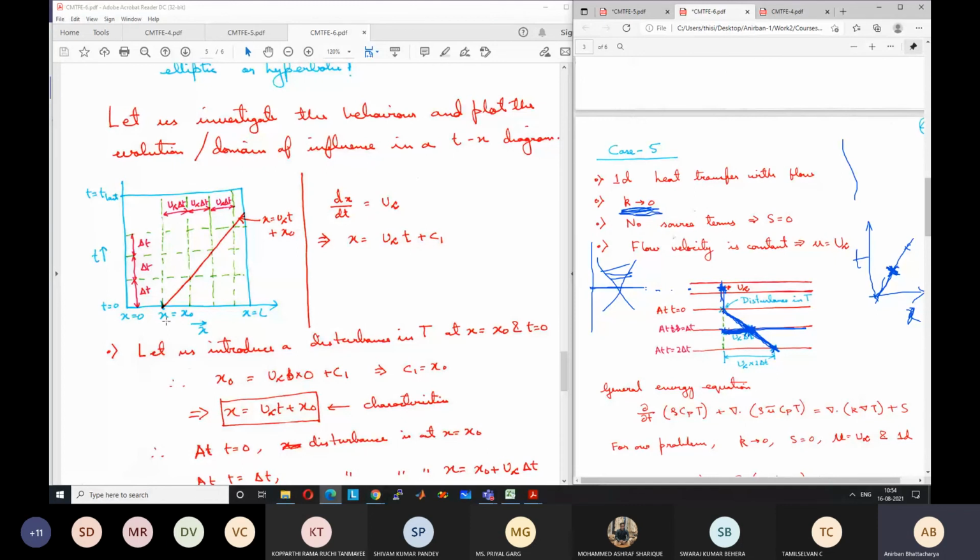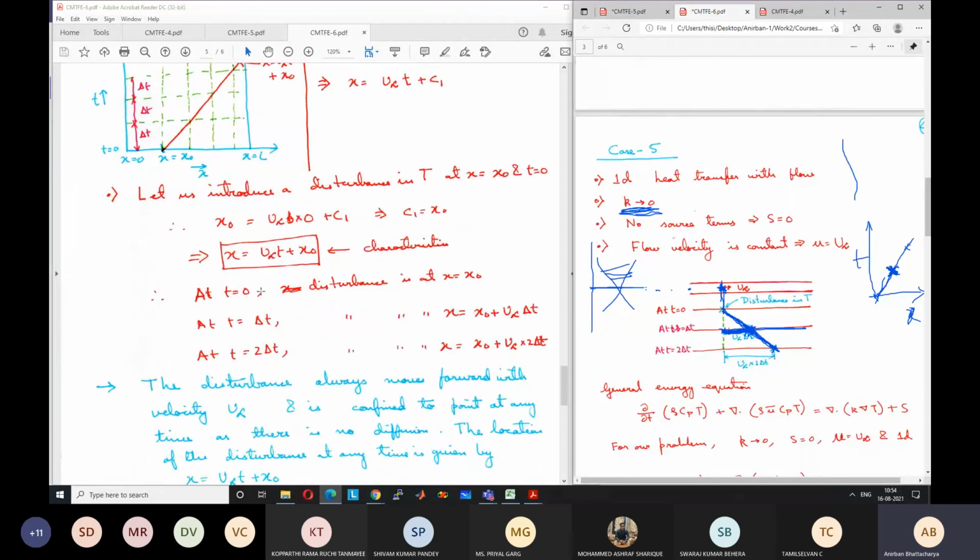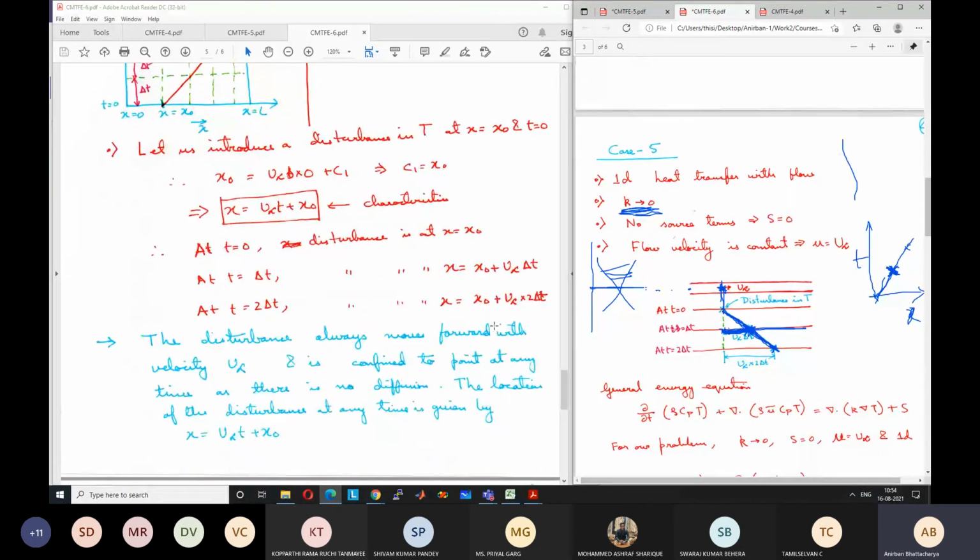So all the points which can be influenced by the disturbance at this point are just located along this line. It is not an area. The disturbance always moves forward with velocity u infinity and is confined to a single point at any time, as there is no diffusion. So if I draw all the points together for all the time duration, it will give us a line. The location of disturbance at any time is given by x is equal to u infinity t plus x0.